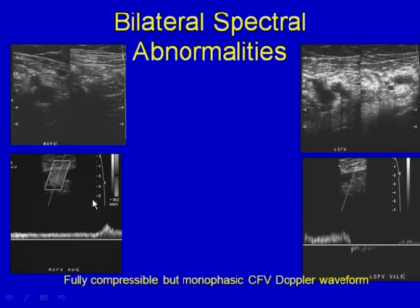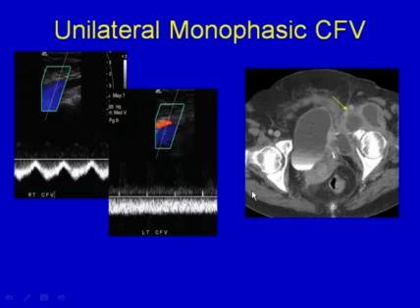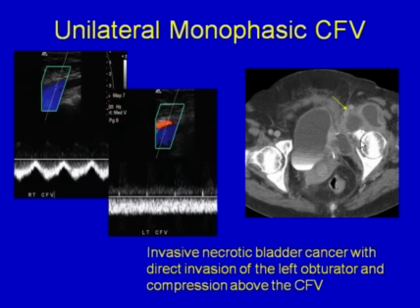Bilateral abnormalities, here's a patient with monophasic waveforms bilaterally. You notice that these vessels will still compress, so it's the waveform that's going to clue you into the fact that there's something happening up above. And in this patient, it happened to be retroperitoneal adenopathy in a patient with uterine carcinoma. A unilateral monophasic waveform, again, can be from extrinsic compression, as in this patient. Right side is normal, left side very abnormal. You can see the vessel here normal on the right. On the left side, this left iliac vein is going to be compressed by this necrotic adenopathy from this patient with bladder cancer.